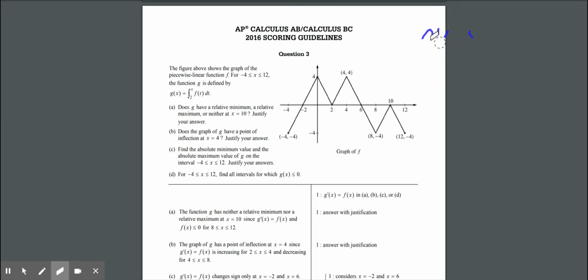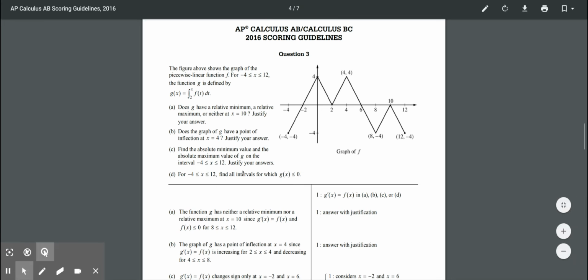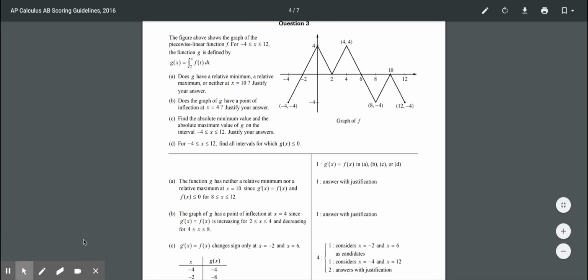All right, move on to part C. Find the absolute minimum value and the absolute maximum value of g on the interval. So this one's a little bit different. It definitely has similarities to things that we've done, but it's definitely a little bit different because I'm talking about absolute min and absolute max.